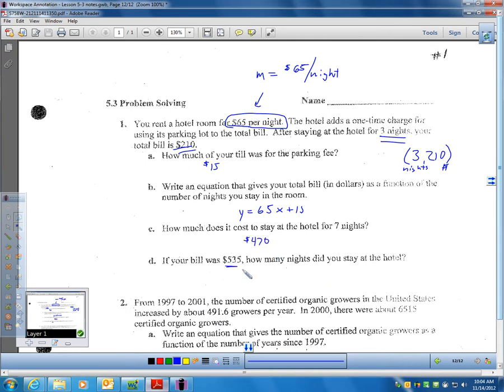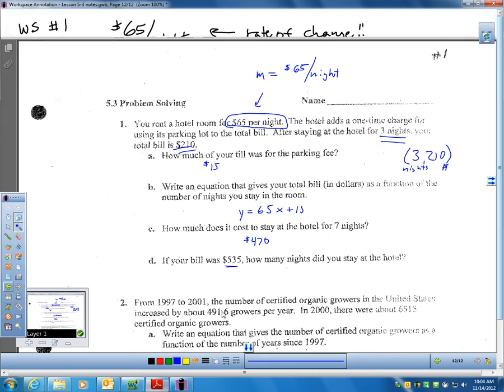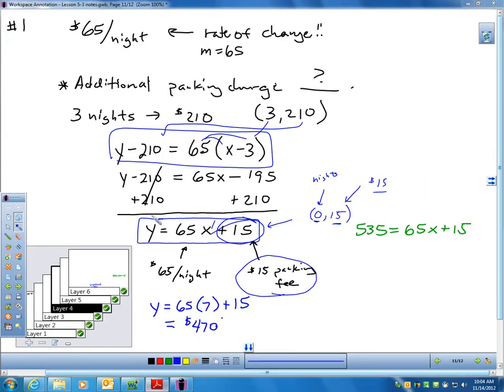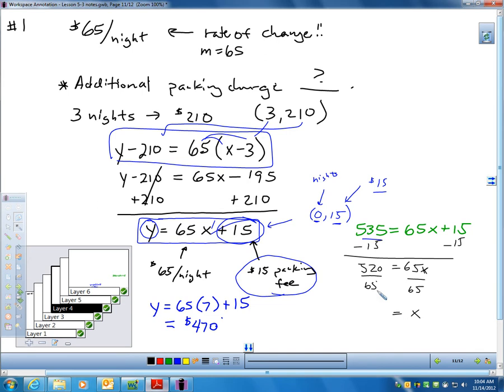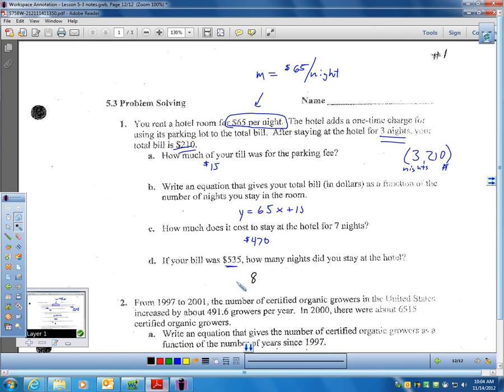And if my bill was $535, how many nights did I stay? Well, all I've got to do is substitute $535 in for y, which I did here, and solve this. Well, to solve that, remember, all we've got to do is take away 15, which would give me 520 equals 65x, divide by 65, and if I'm doing this in my head right, 520 divided by 65 should be 8, I think. That's an 8 night stay. We just found out then for the last question, we must have stayed 8 nights for a $535 bill.